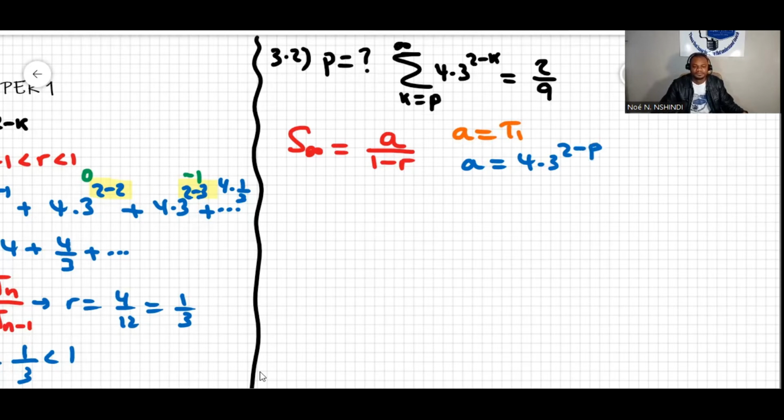Then what can we do? We're going to write like this: this sum is now 2/9, right?